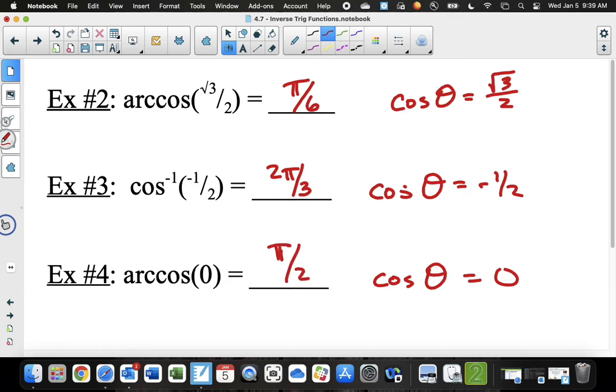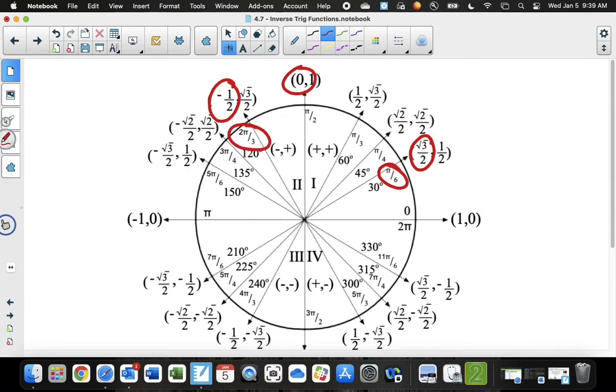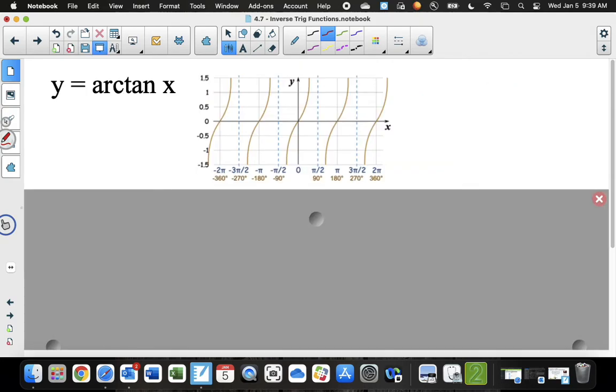Let me stop for a second. Making some sense, hopefully? Like I said, the only difference, realistically, is now we're finding the angles that go with our values. We're working backwards for the most part. Okay? All right, let's add in tangent. Last one.